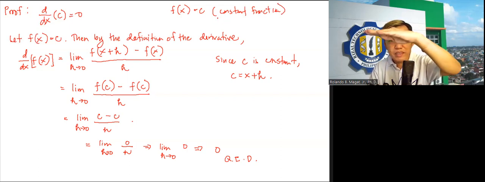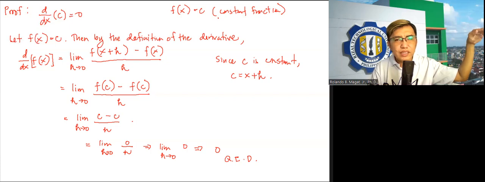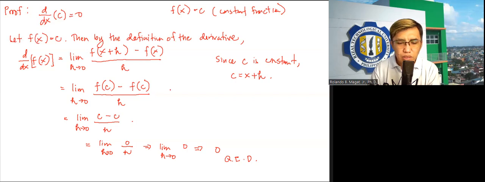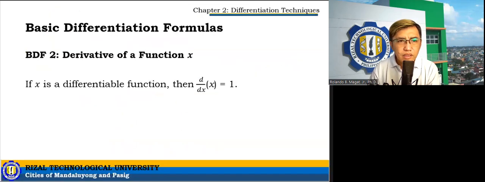Because when you graph the constant function, it is just a straight horizontal line, correct? So therefore, it has no slope, and the derivative is equal to 0. I hope that you can follow. So if x is a differentiable function, then d over dx of x is equal to 1. The derivative of the function x is equal to 1.